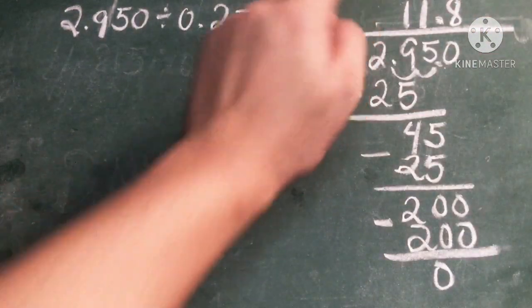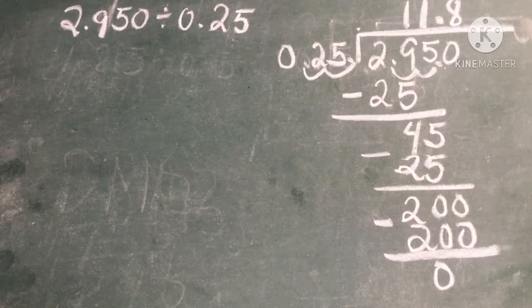Ang ating quotient, tinatawag. So, ganun lang mag-divide ng decimal number. So, tandaan lang natin, yung divisor natin, i-change natin siya sa whole number. So, para ma-divide natin sa ating dividend.